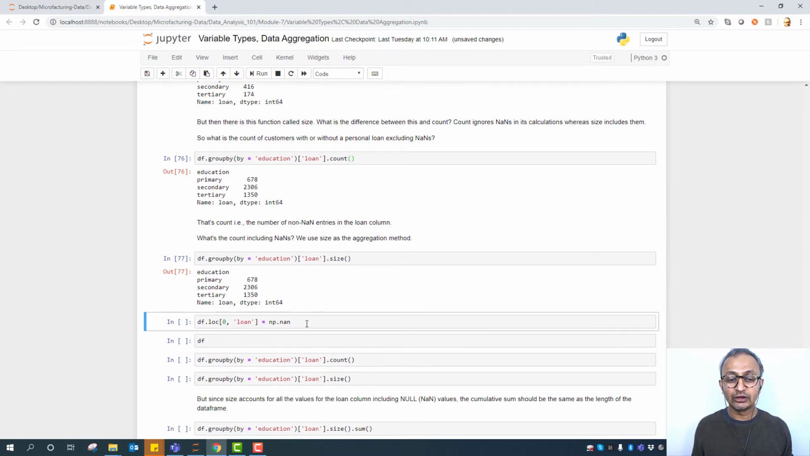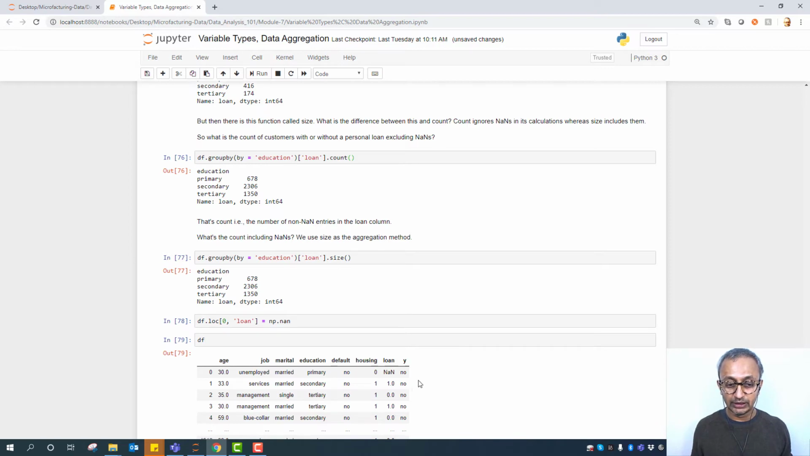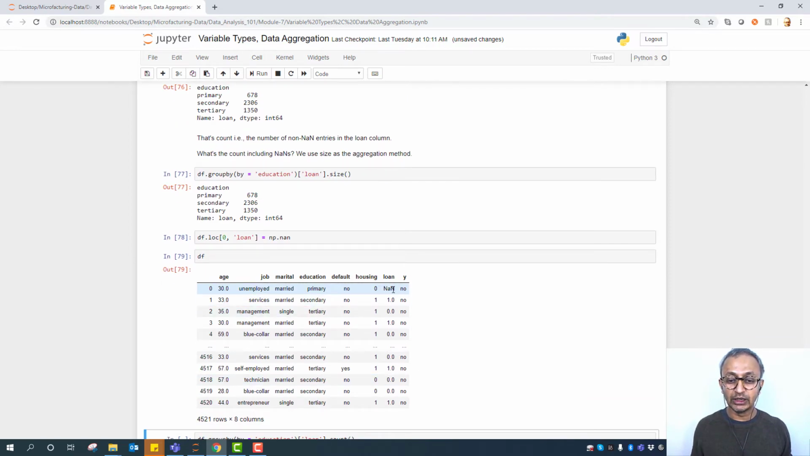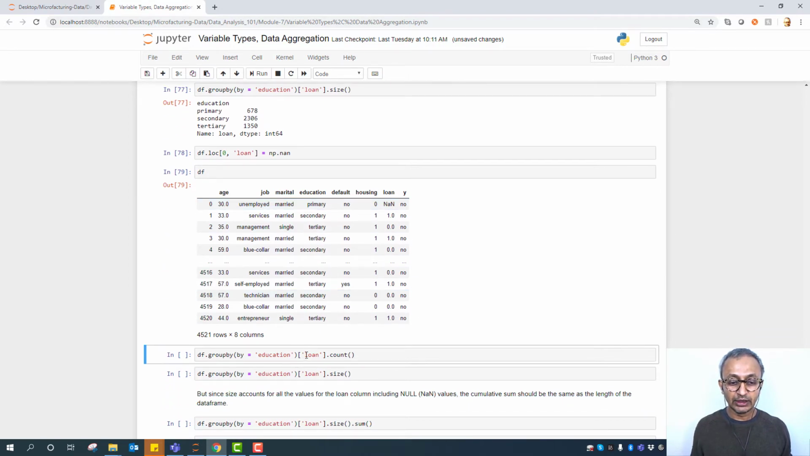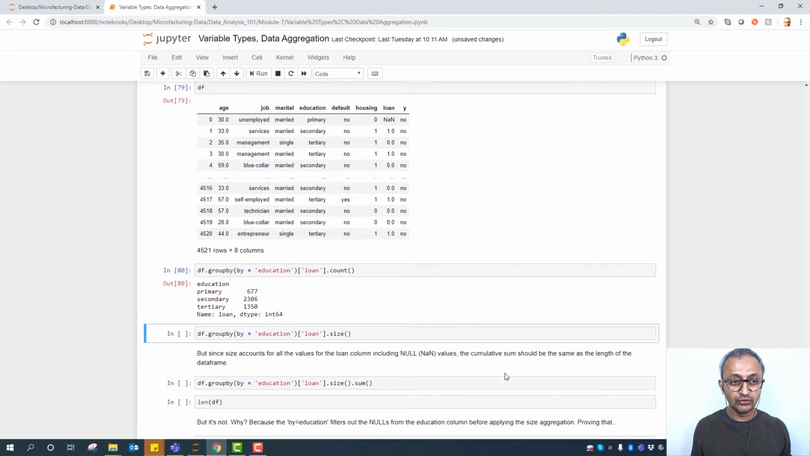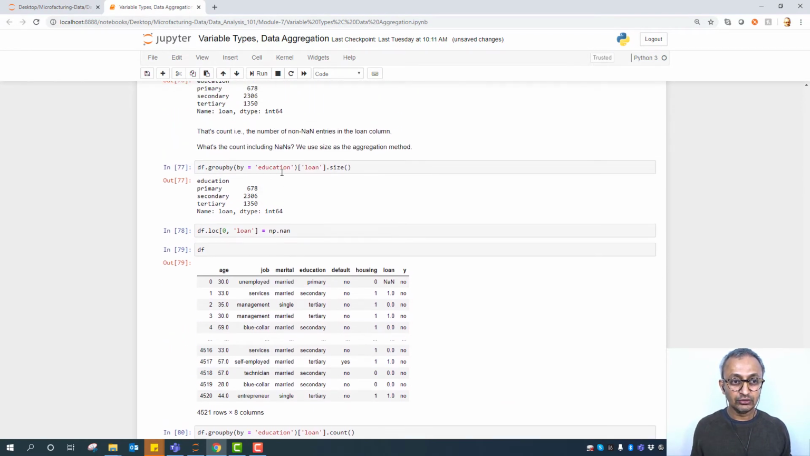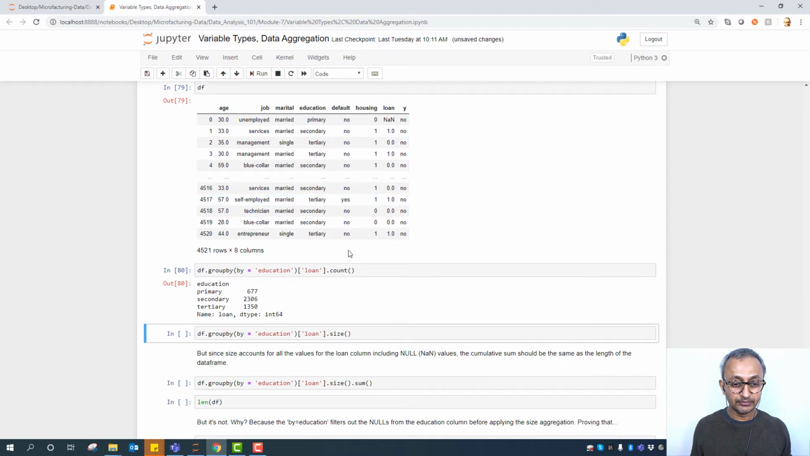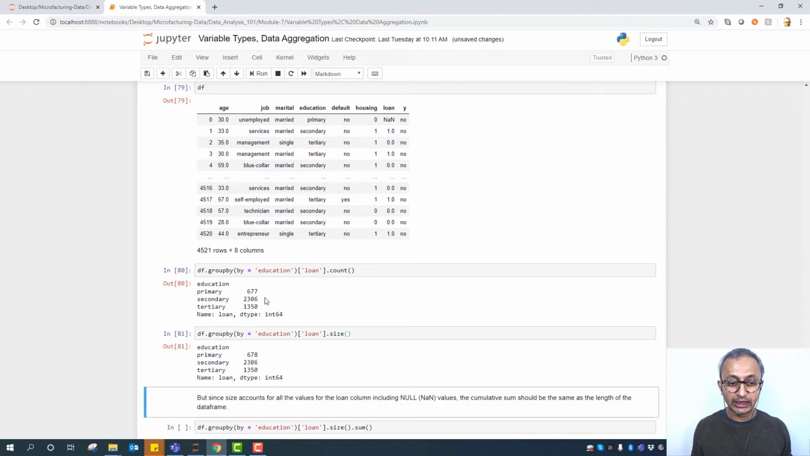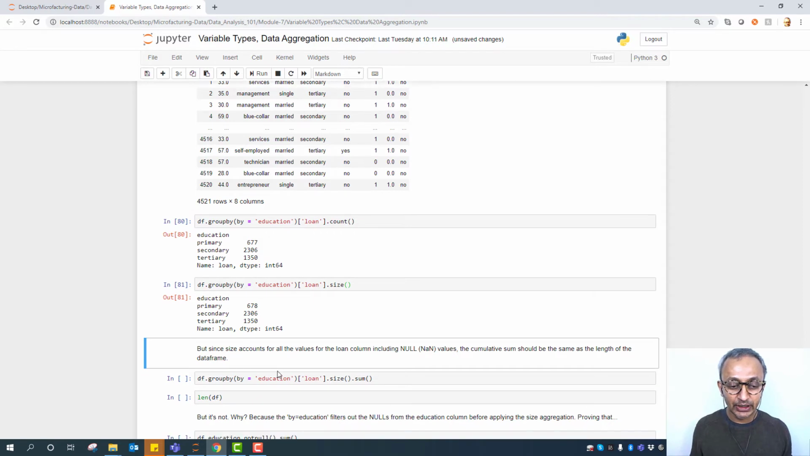So let's force a null value. Let's say in row 0 of the loan column you have a null value. We purposely introduced a null value here, and let's do the same thing again. So you see count and size. Count ignored the null value, which is what it's supposed to do, but size included it.